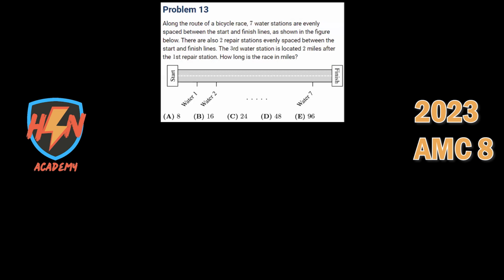So in this problem, we have a racetrack. Let's say the total length of the racetrack is X. It has 7 water stations. So these 7 water stations will divide it into 8 equal parts. That means each of these lengths is x over 8.